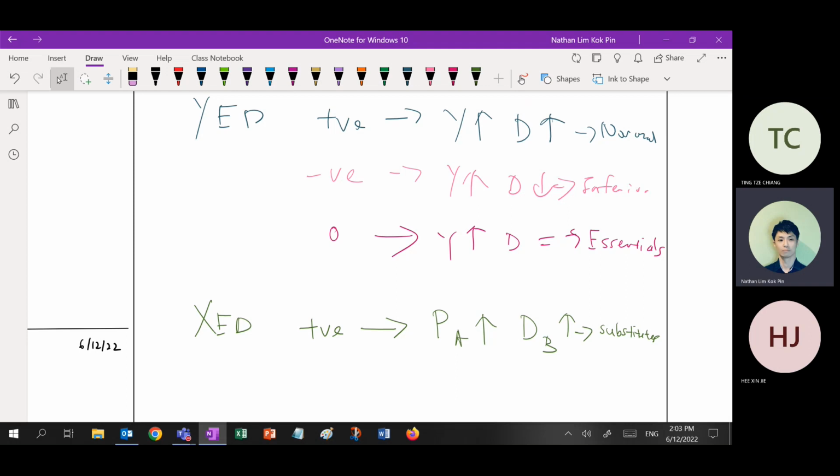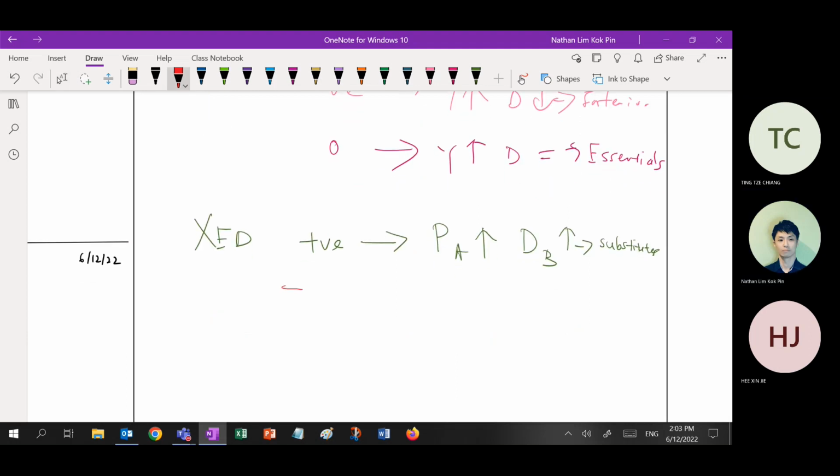Why substitutes? Similar. If the price of Sunway tuition fees increases, you go to another uni, and demand for the other uni increases. What is price? What is demand? It's not two demands. It's like Maxis and DiGi. The price of Maxis increases, you switch to the DiGi line.